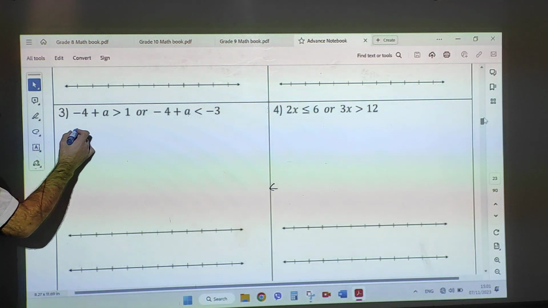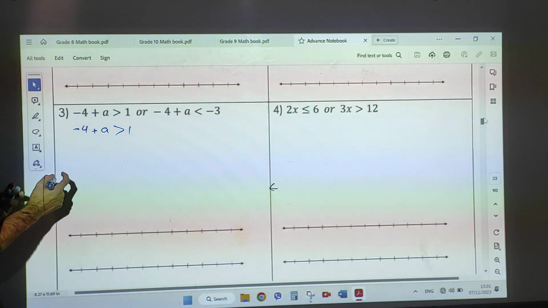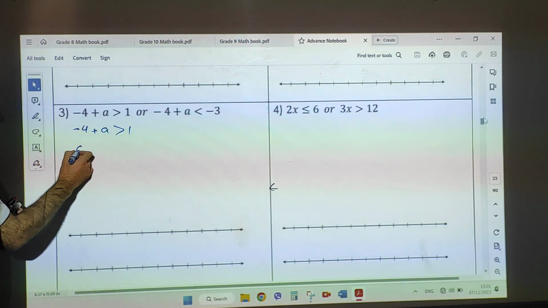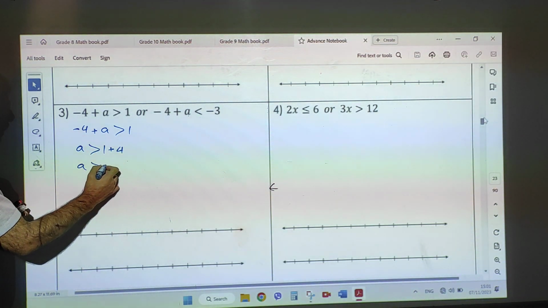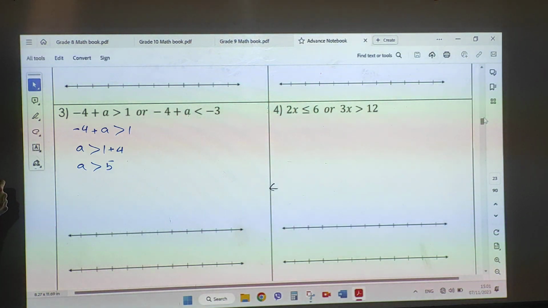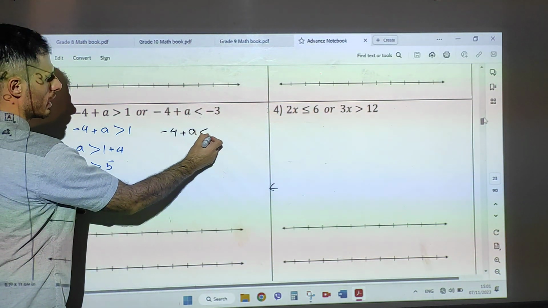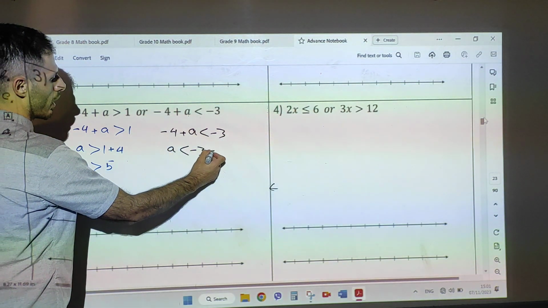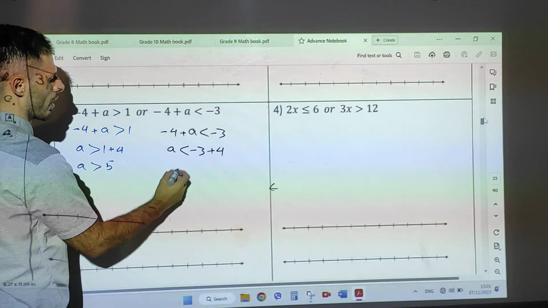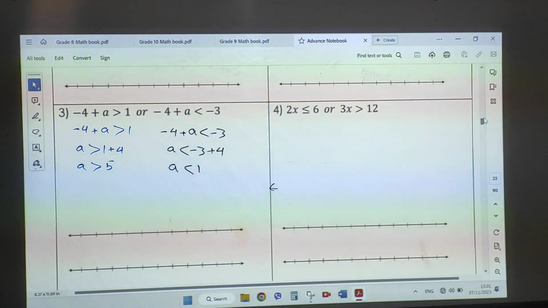For this one, negative 4 plus a is greater than 1. You can directly solve. Negative 4 to the other side, it will be positive. A is greater than 1 plus 4. A is greater than 5. The other part, negative 4 plus a is less than negative 3. Positive a is less than negative 3 plus 4. We move to the other side. A is less than positive 1.